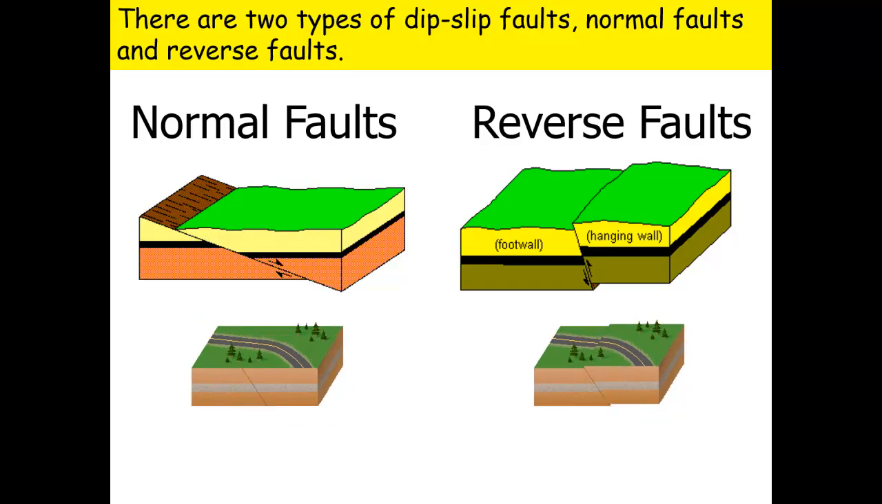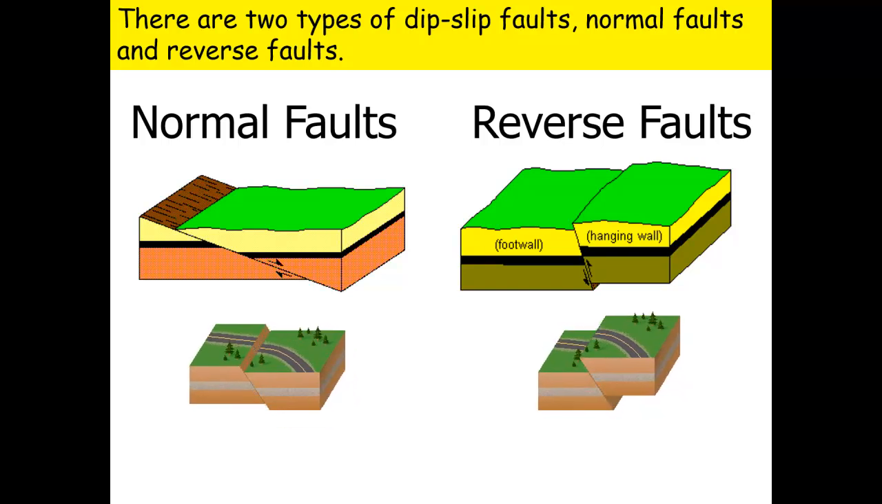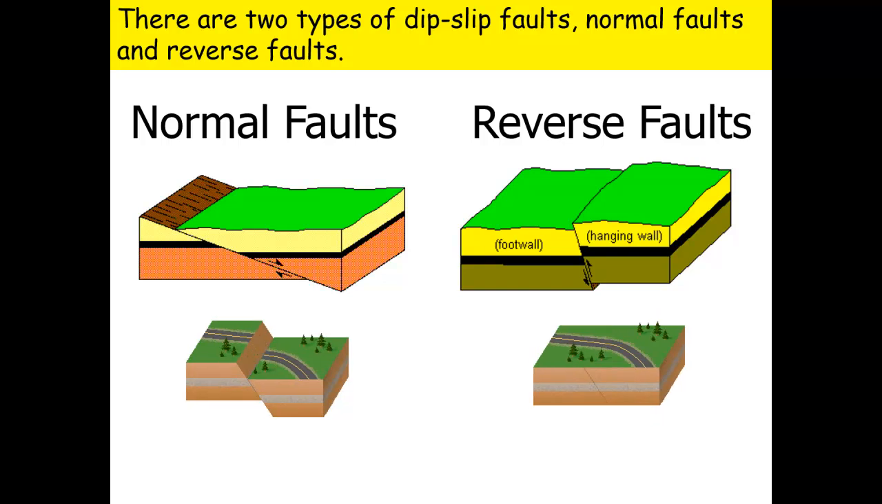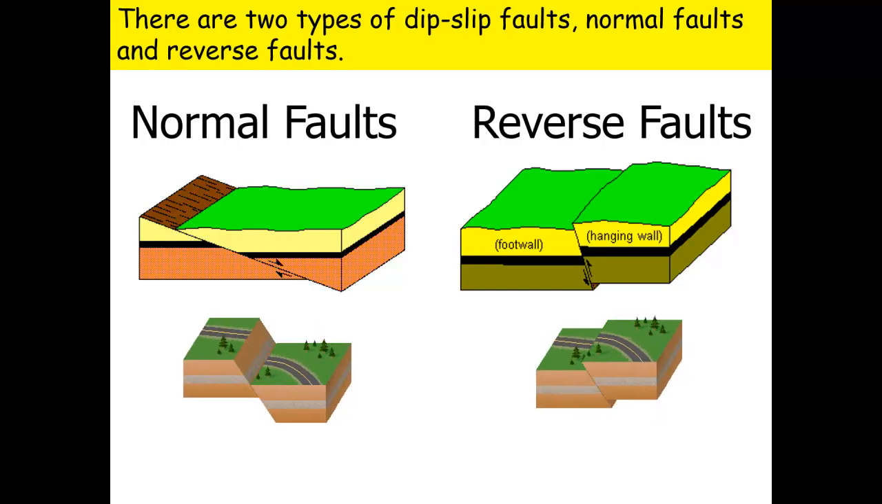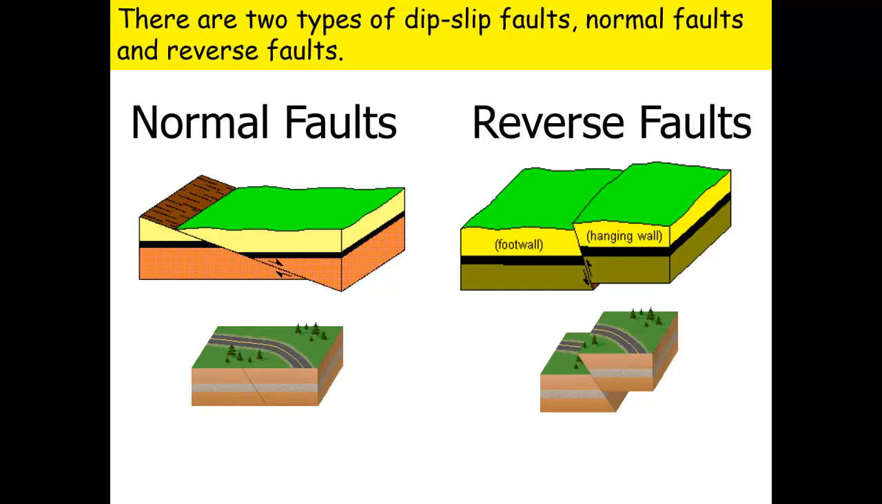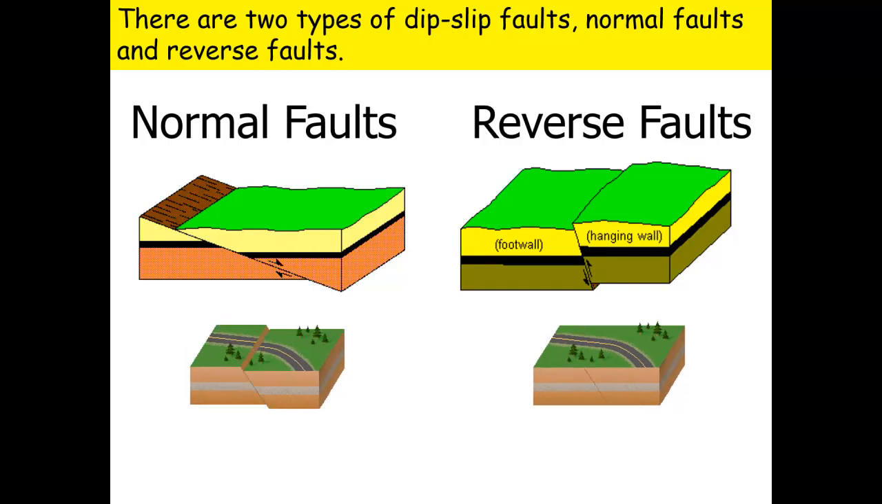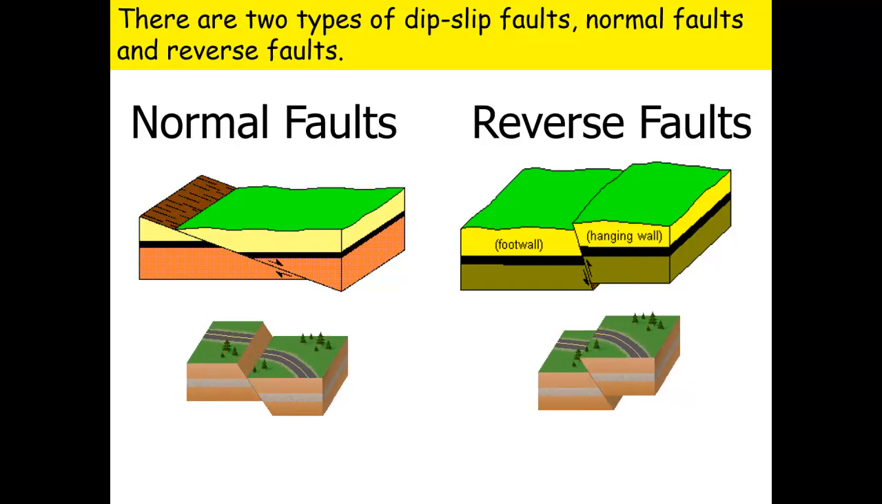So here we have it. Here are the two types of dip slip faults. Again, they're really different, and it's important that you don't confuse them. They are called normal faults and reverse faults. They're equally common. I don't know why they call it normal, but they do.